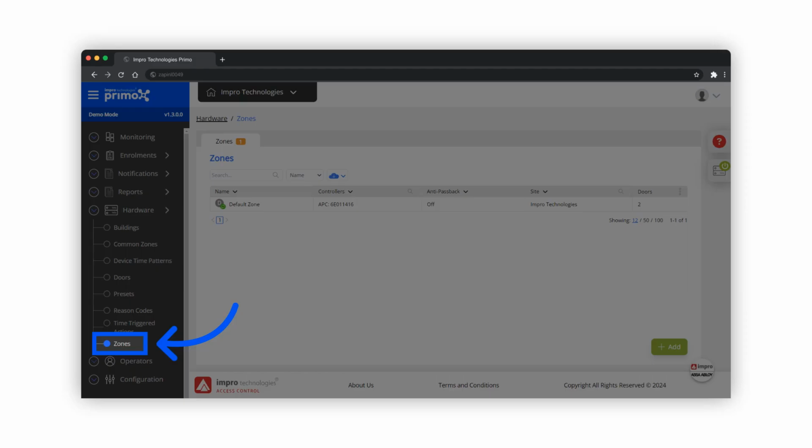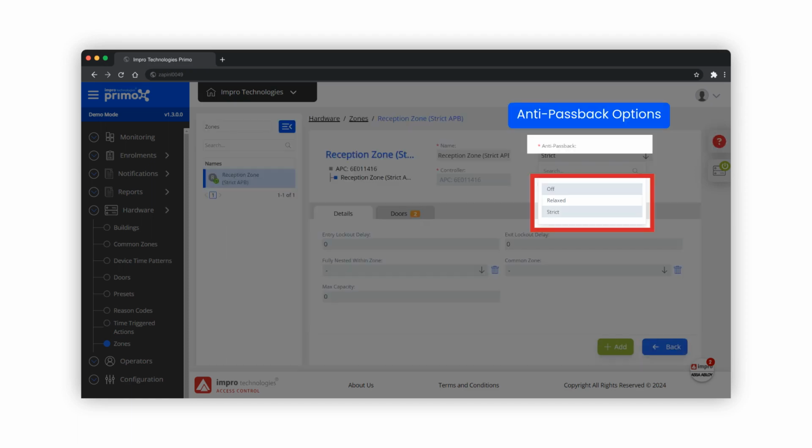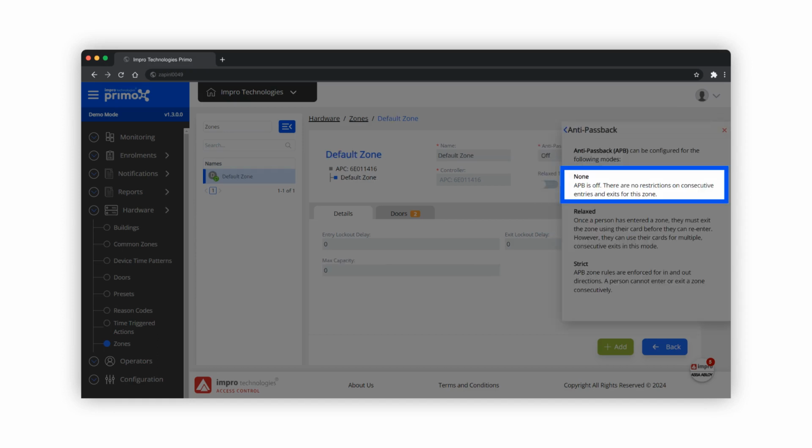Navigate to Hardware, Zones. Contextual help will give you a brief description of zone configuration settings as well as examples in some cases. Anti-passback can be set to off, relaxed or strict. When none is selected, APB is off. There are no restrictions on consecutive entries and exits for this zone.